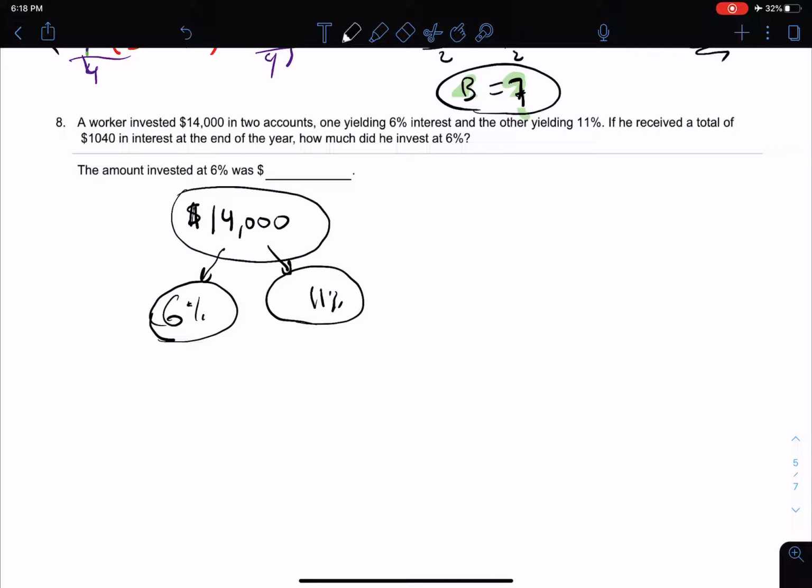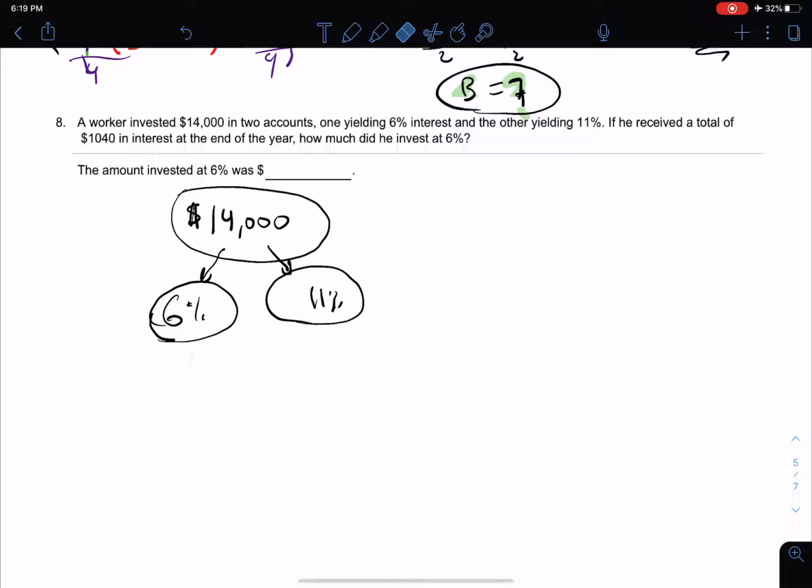Well, we got to know how interest works, right? And this is just simple interest. But if you had, let's say, $100 in this account, how much simple interest did you make after a year? Well, it's just going to be 0.06, right? 6% times 100, which means the amount of interest would just be $6 that's made that year. So we got to know how to do that to do this problem.